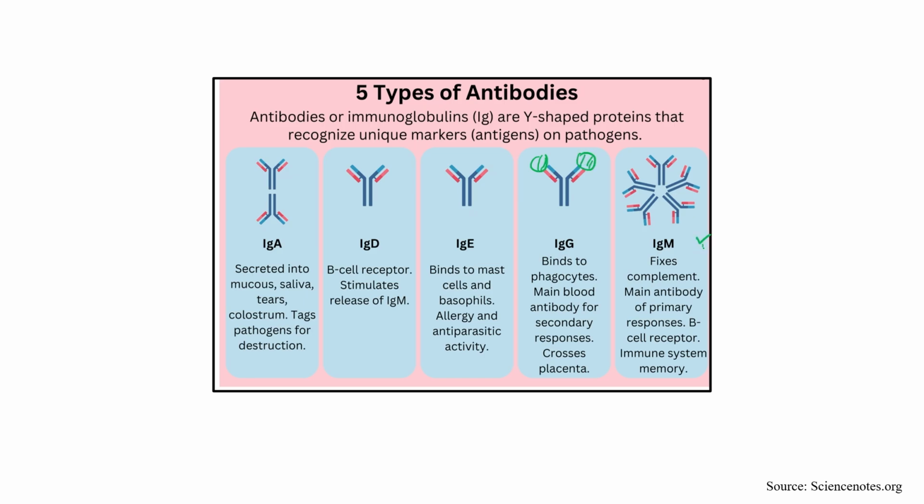While here IgM is able to bind a single antibody with 5 big antigens or 10 small antigens. Clear? So these are present in the secretions, IgA. Again, I'll repeat once again: IgD mainly stimulates IgM, IgE is for allergy, IgG for secondary response, IgM for primary response. This is the function of various immunoglobulins.